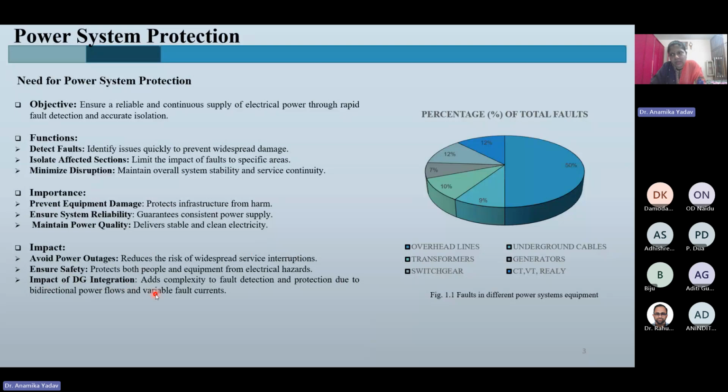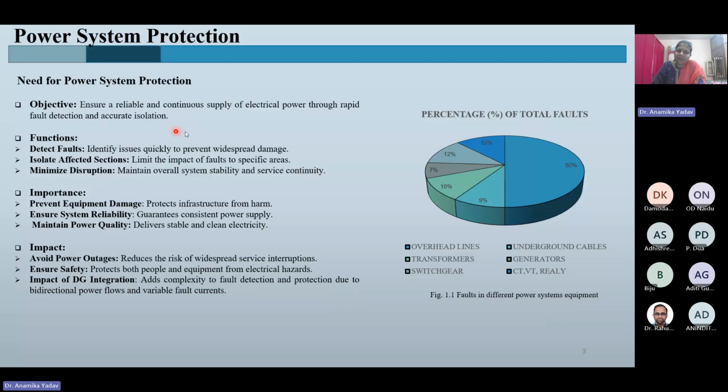Then there is the impact of DG integration. We all know that the renewable energy sources, which are nowadays most widely used, are usually integrated at the low voltage level. They provide an alternative solution to the depleting fossil fuels, and also clean energy solutions, which is the basic requirement as per the main goal of sustainable development. So we need to strive for this.